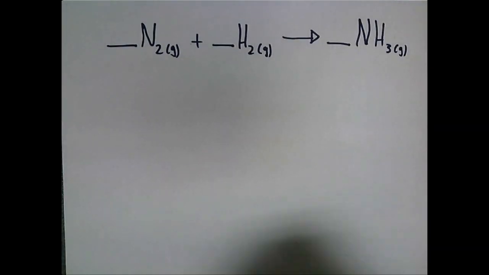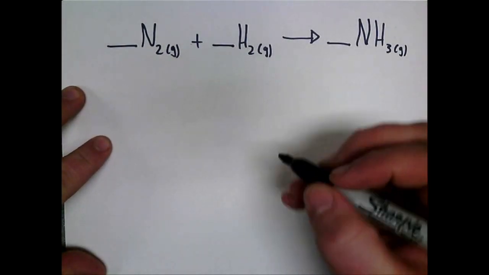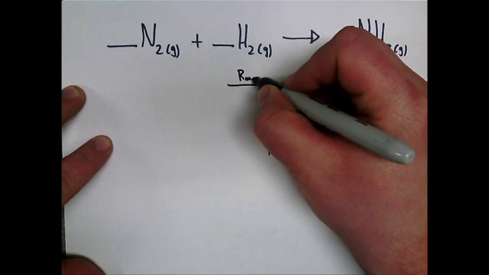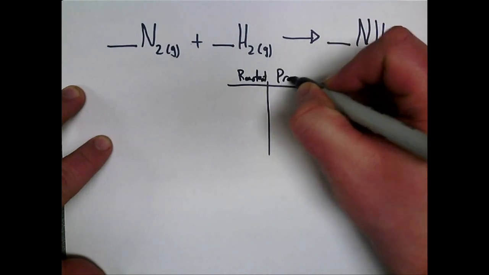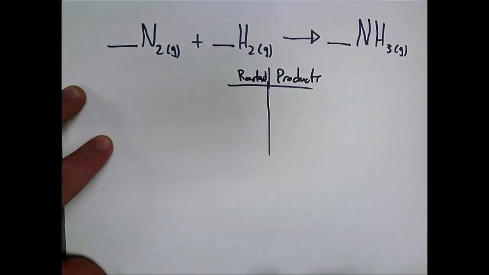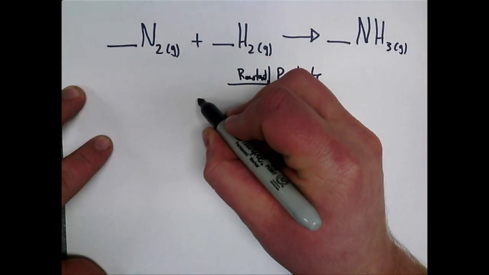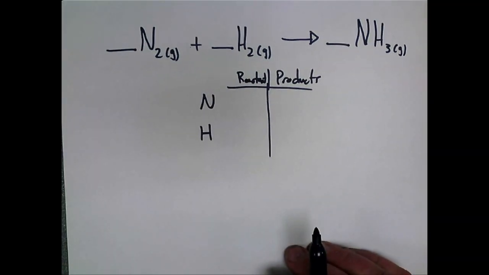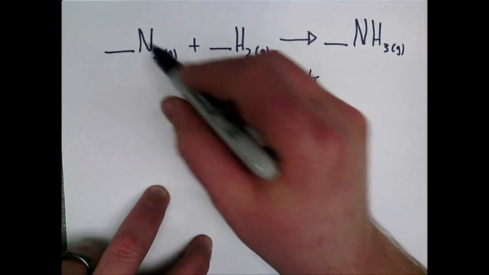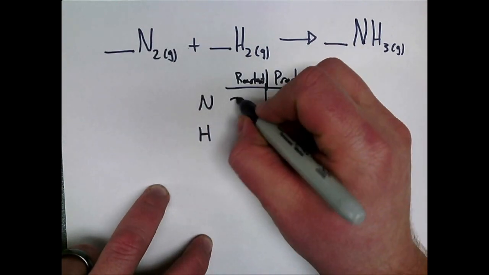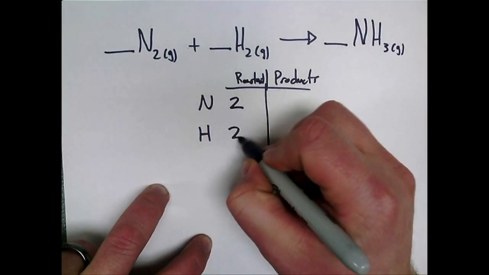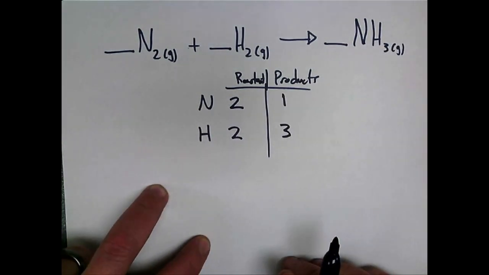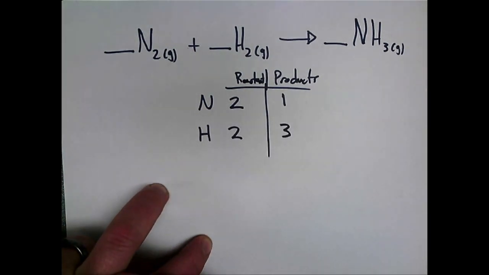Okay. So to start this off, I'm going to create a T-table right here. This is my reactants. This is my products. And then over here I'm going to list all of the elements. So I have nitrogen and then I have hydrogen. There's just 2 elements in this reaction. So on the reactants side, I have 2 nitrogens and 2 hydrogens. Over on the products, I have 1 nitrogen and 3 hydrogens. Now it's very clear to see that I do not have the same number on both sides.